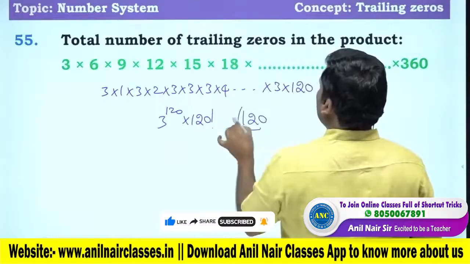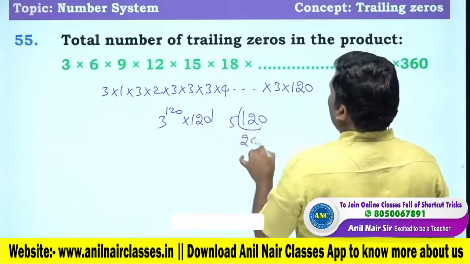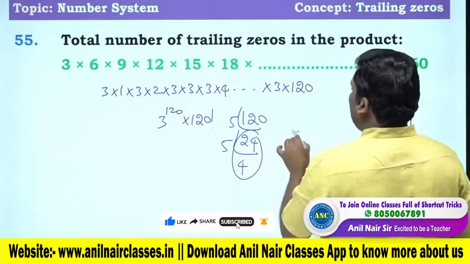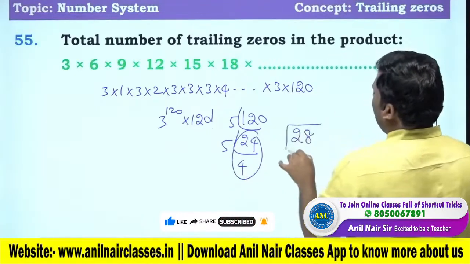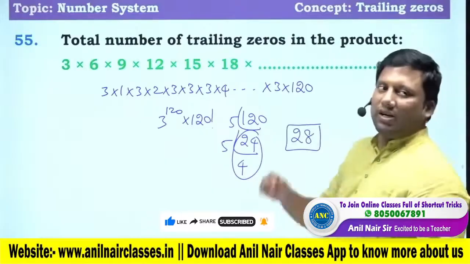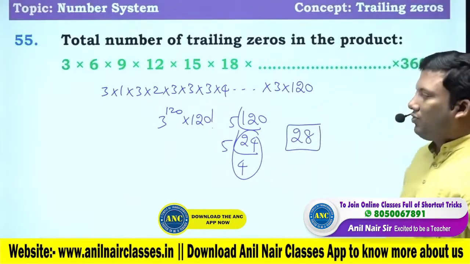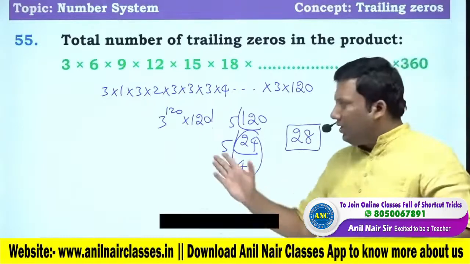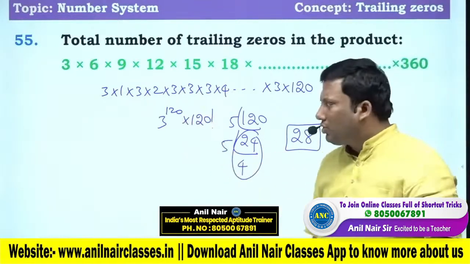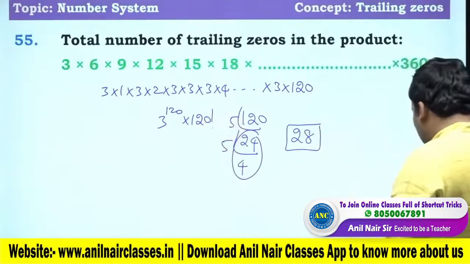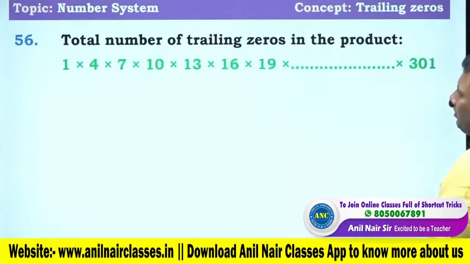Number of trailing zeros in a factorial is dependent on the power of 5. 24 plus 4, number of trailing zeros will be 28. I hope it is clear. 3 power 120 is of no use to us. 120 factorial, it is 5. Answer is 28. Next one.